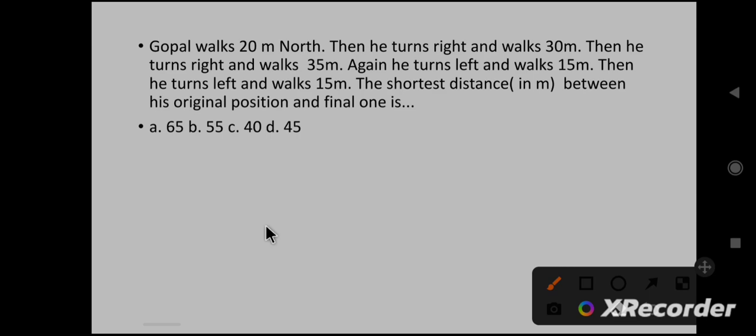The shortest distance in meters between his original position and final one is... So they have asked the shortest distance between the initial and the final position. So here, the first thing that we need to know is the direction.